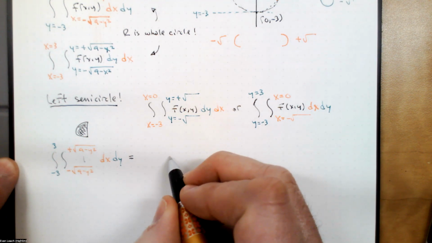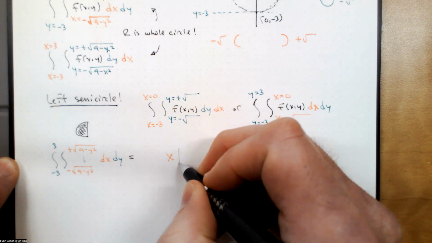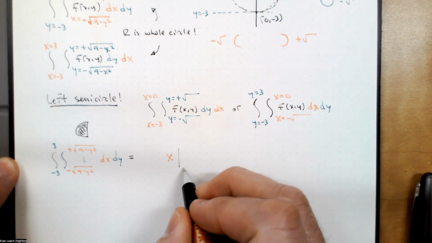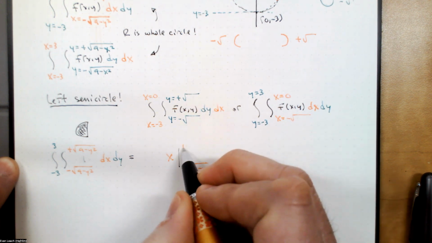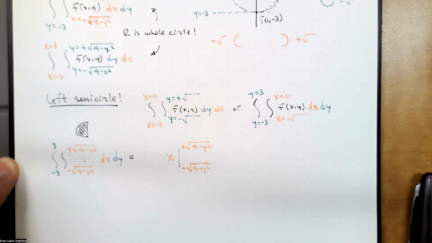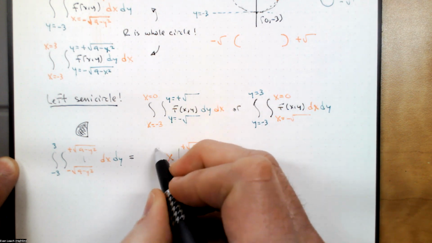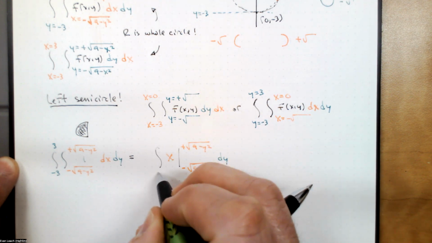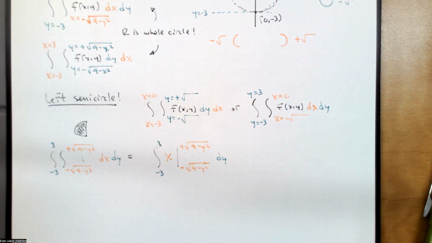We integrate with respect to x, and we just get x, and evaluate from negative square root to positive square root. We still haven't integrated dy. That's where the problem is going to be. We plug in the endpoints and subtract, which means we'll have a square root minus a minus square root, so we'll have 2.